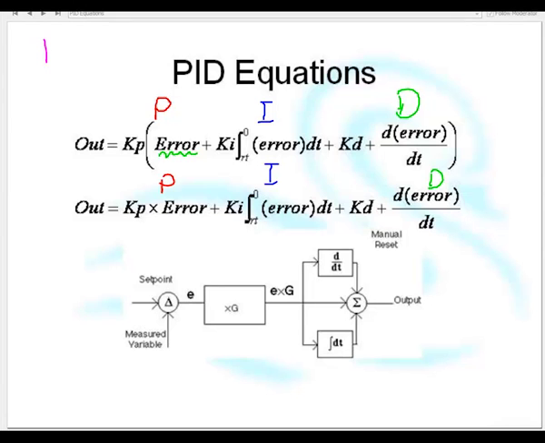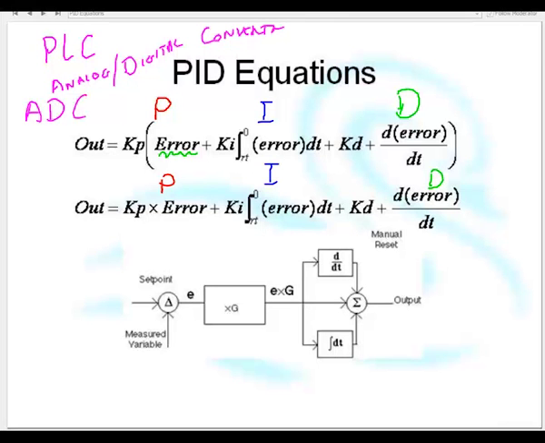Now let me ask you, with a PLC, and a PLC uses an analog to digital converter, or an ADC, does an ADC continuously look at the signal, or does it sample the signal? You're right. An ADC samples the signal.